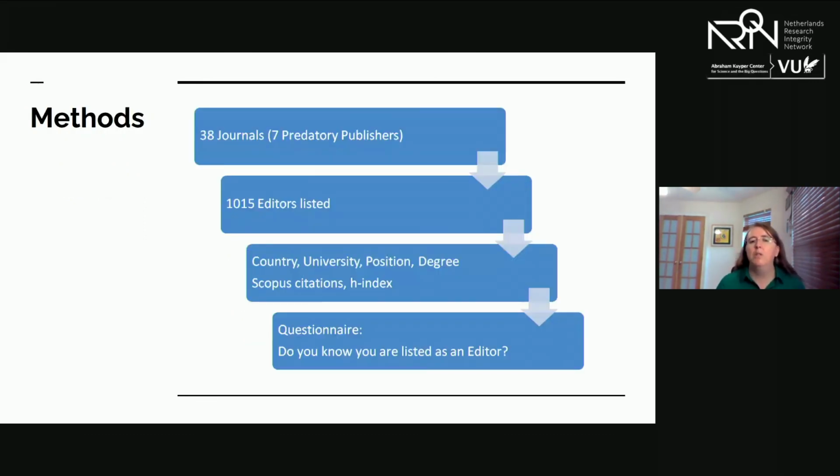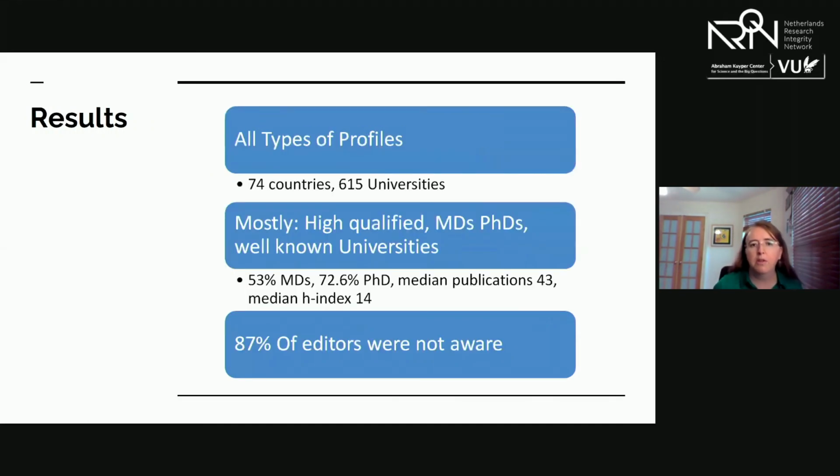So what we did is we took 7 predatory publishers that we knew were predatory. There were 38 journals in there. We took all the names of the editors, and we looked for the country, university, position, degree, how many citations they had, and the H index, to see the profile of these editors. As a second step, we did a questionnaire. We looked in the journals and on the internet for their websites, and we sent them a questionnaire asking, do you know you are listed as an editor of this journal?